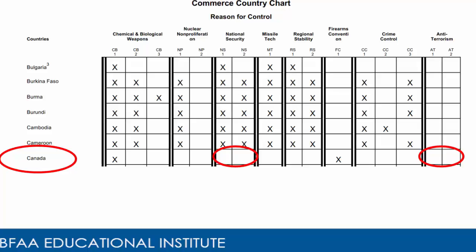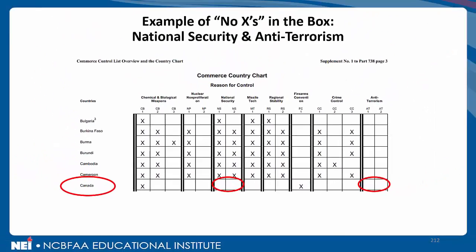Now, just to be thorough, if in our particular ECCN citation, a reason for control happened to be chemical and biological weapons or firearms convention, there's X's in the box there. Totally different story. But as it relates to our example now, 5A001.A.3, there are no X's in the box for Canada. So just a little contrast there.